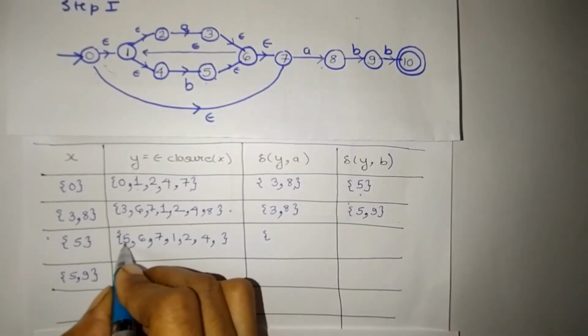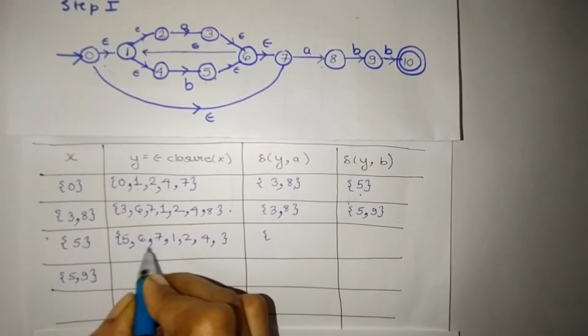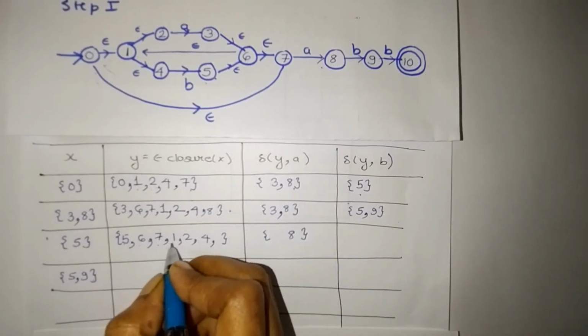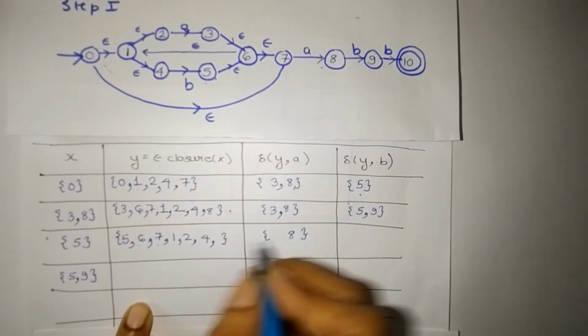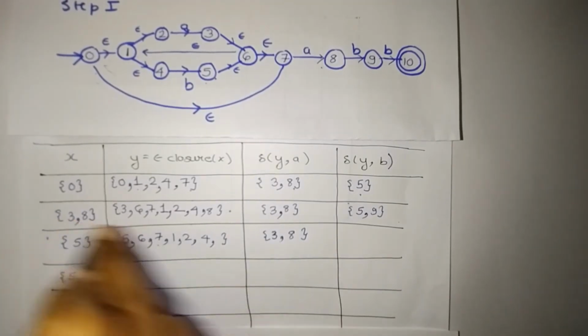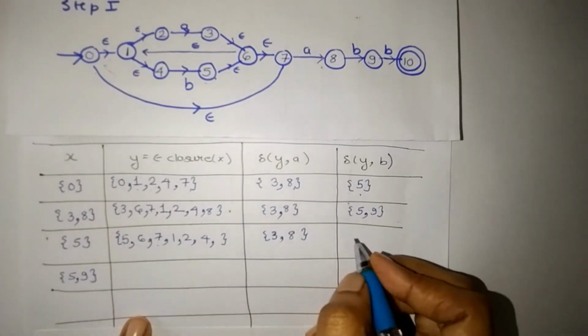Is there any transition of A from 5? No. From 6? No. From 7? Yes, on 8. From 1? No. From 2? Yes, on 3. So 3, 8 is already a state we have included here, so we are not going to include it again.